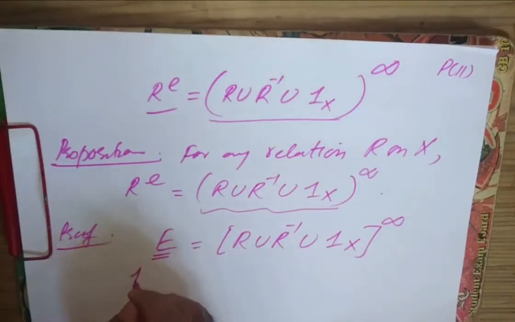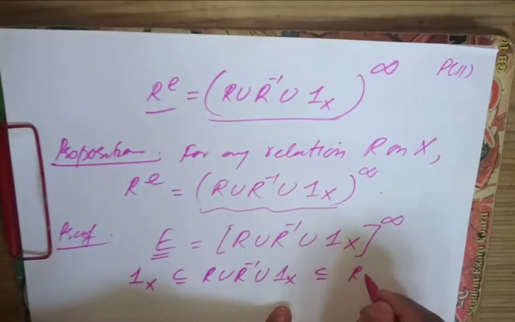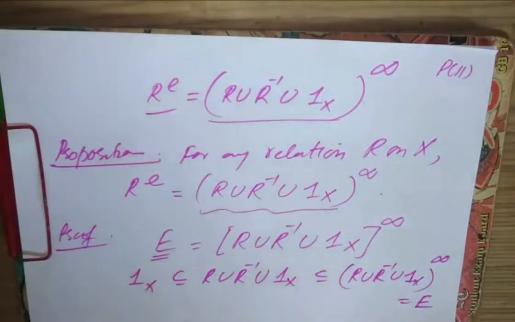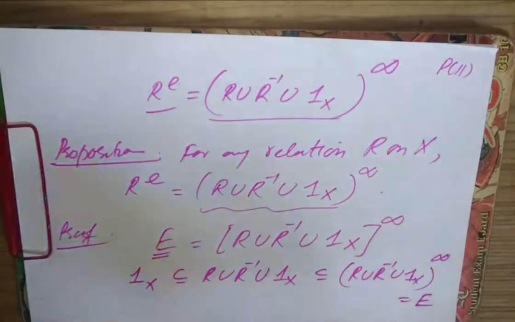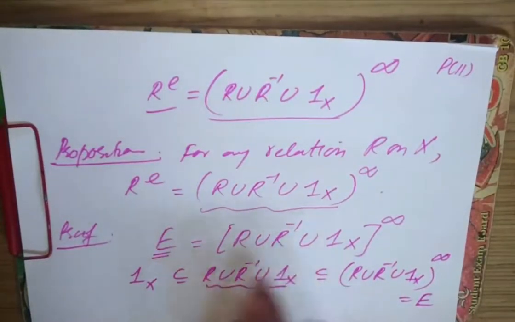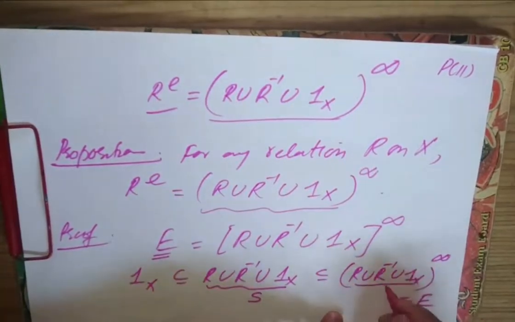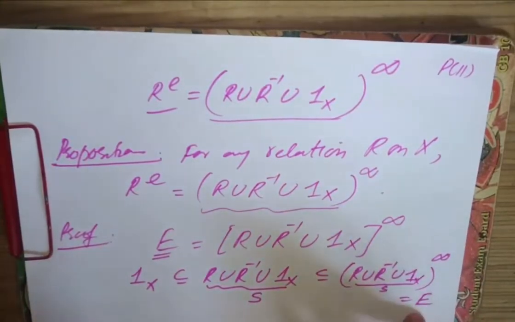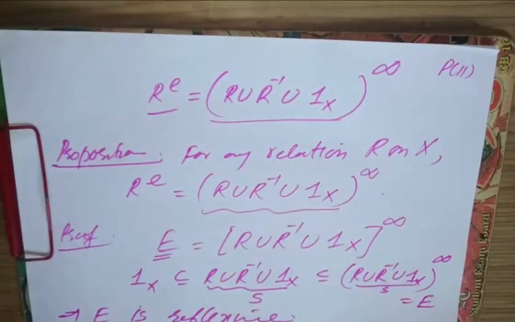One thing is clear: IX is a subset of R union R inverse union IX, and this is always a subset of R union R inverse union IX power infinity, which is E. So IX is a subset of E, because this union contains IX, and S is always a subset of S infinity, which is the union of all Sn. If I denote R union R inverse union IX by S, then E is equal to S infinity. So IX is a subset of S, S is a subset of S infinity, which is our E. That means E is reflexive.